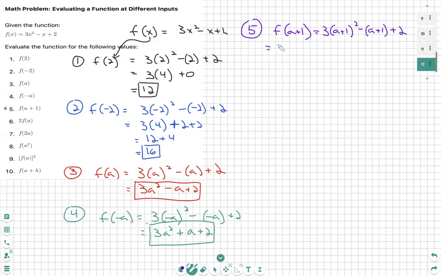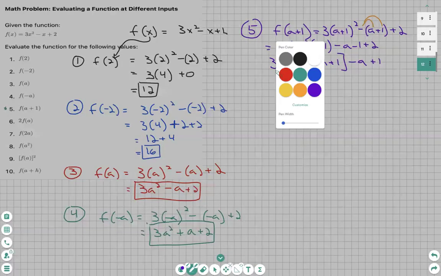Now, the annoying part is you do have to FOIL this because a plus 1 squared is a plus 1 times a plus 1. And then you would distribute this negative sign. You'll see negative a minus 1 plus 2. All right, now we're going to distribute. We see that a times a is a squared. A times 1 is a. 1 times a is a. 1 times 1 is 1. That's all we got there. Negative a. Then we can combine negative 1 plus 2 is going to be equal to plus 1.